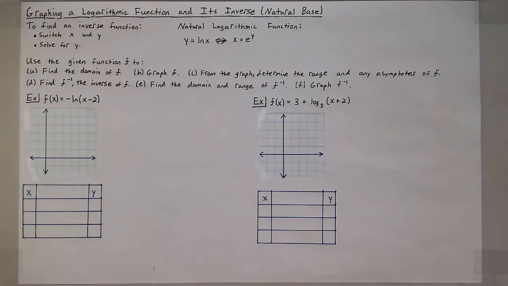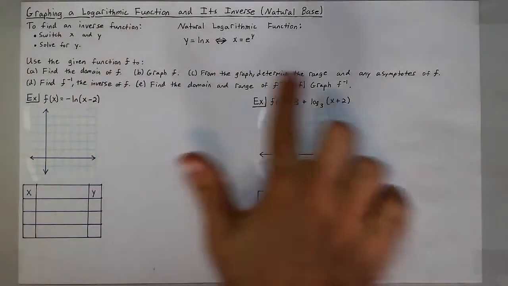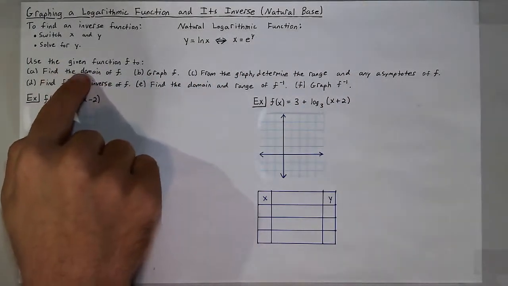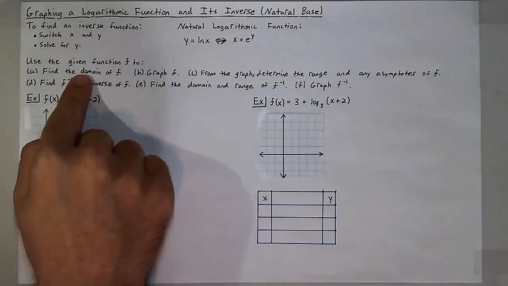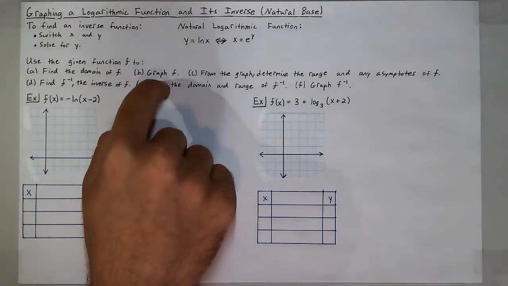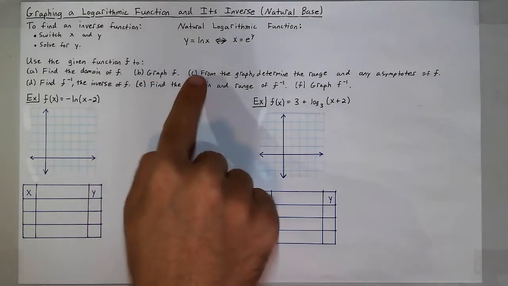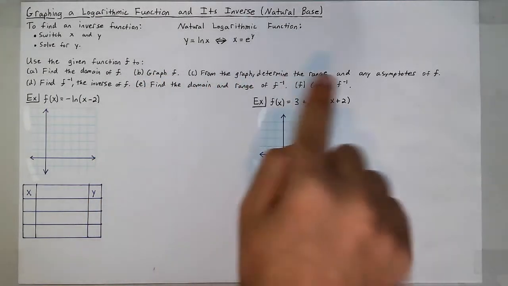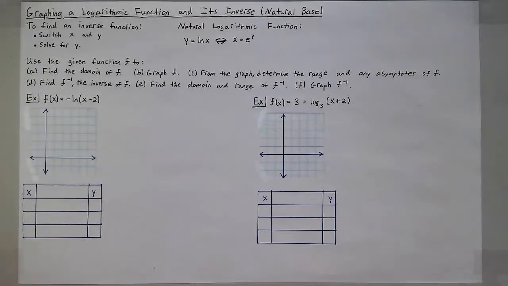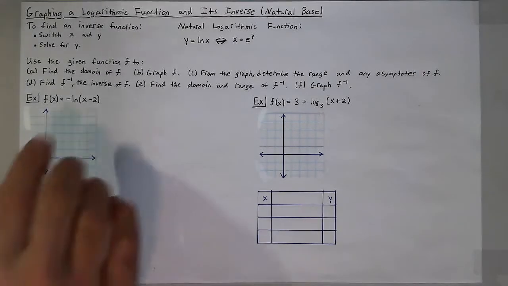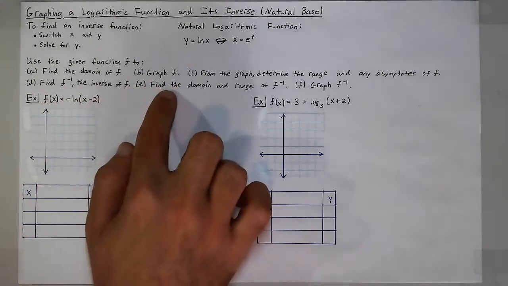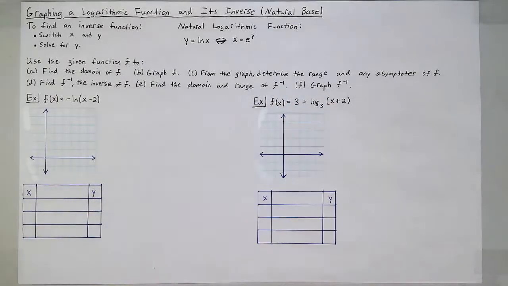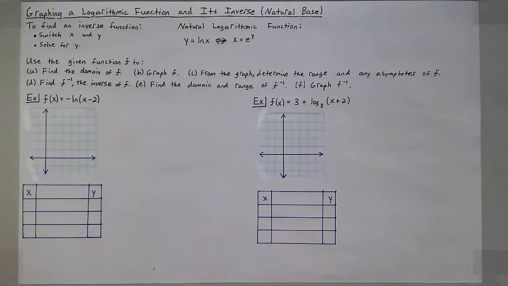In this video, we're going to learn how to graph a logarithmic function and its inverse. So we're going to do quite a few things today. We're going to find the domain of a function, which we've gone over before, how to graph a logarithmic function, which we've also gone over before, and from that graph, determine its range and asymptotes, just like before. But on top of that, we're going to learn how to find the inverse, the domain and range of an inverse, and how to graph that inverse, knowing what the original function is.